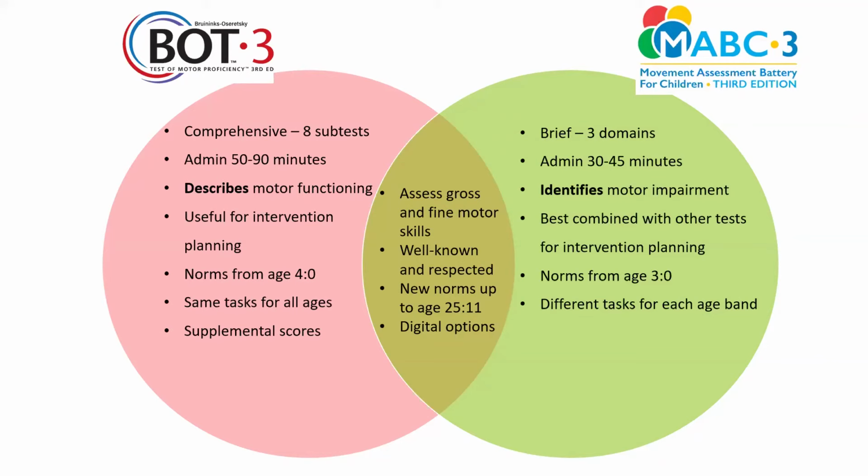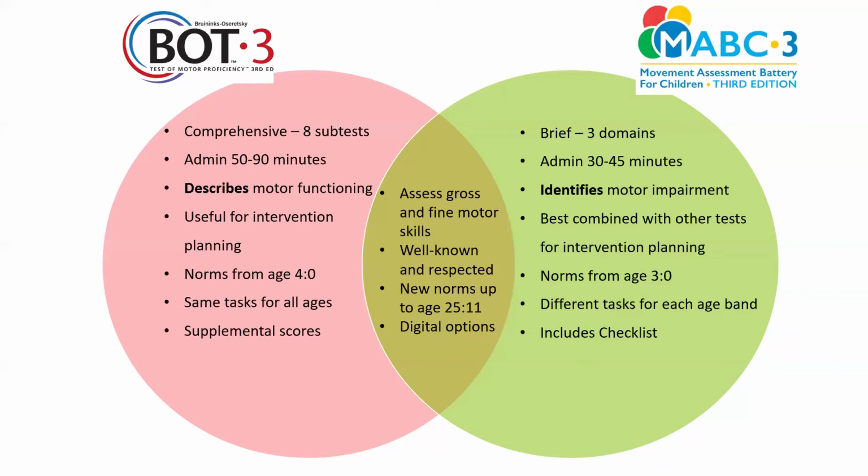And as Elizabeth talked about, the BOT-3 has those 3 supplemental scores: skilled manual performance, planning and coordination, and the movement fundamental score, which we are very, very excited about. They are going to give examiners a lot more useful information than ever before. And there's no equivalent to that on the Movement ABC-3, although it does have a checklist component, which the BOT-3 doesn't have.